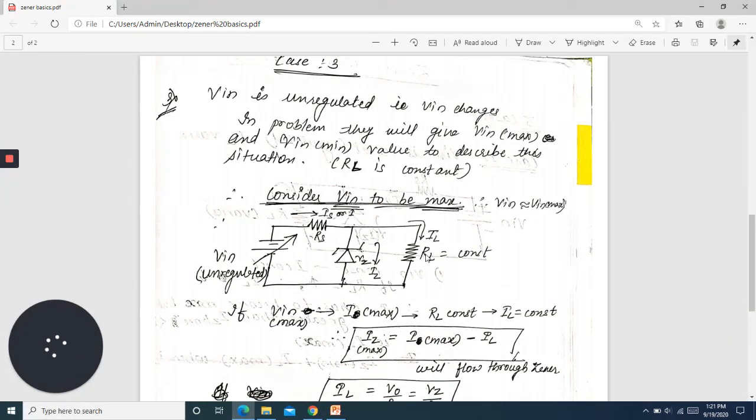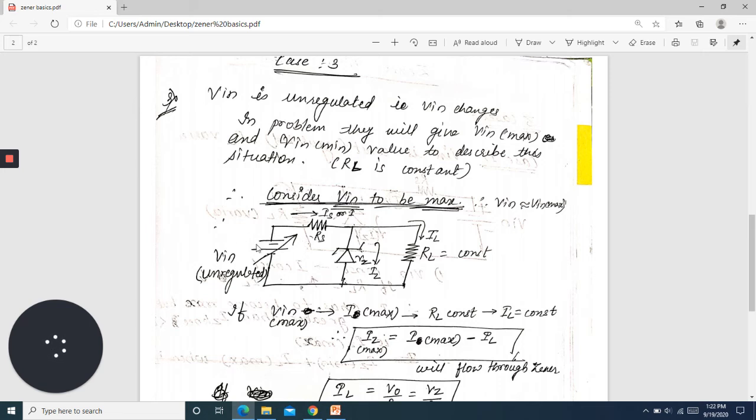So this is our case 3, when Vin is unregulated, that means Vin will change. In that case, RL has to be constant. This is the very important thing, that RL will be constant. Now Vin will change in a similar manner as RL did. So Vin one time will be maximum and at another time it will be minimum. This minimum and maximum value is provided by the examiner in the exams.